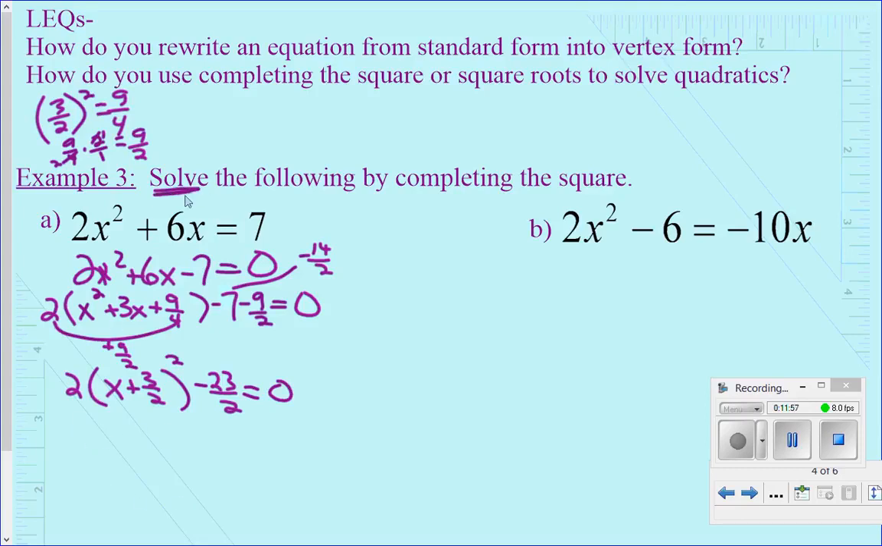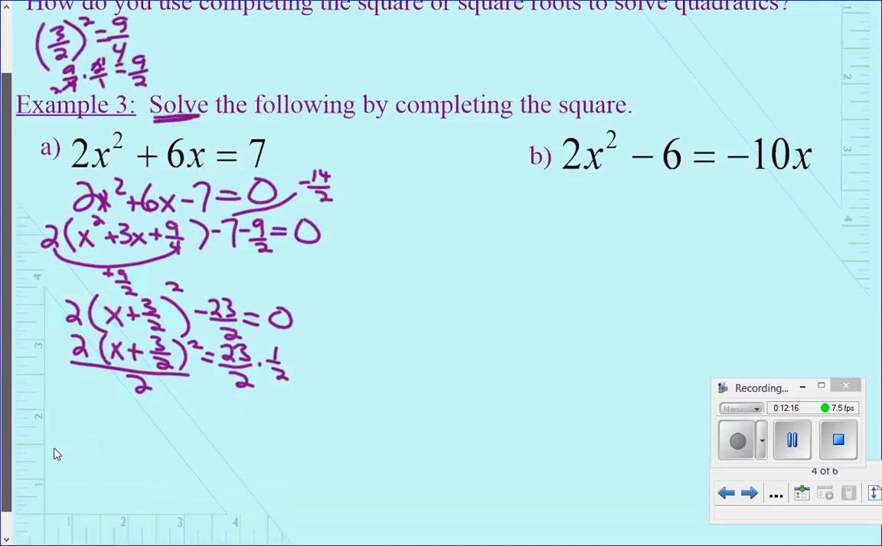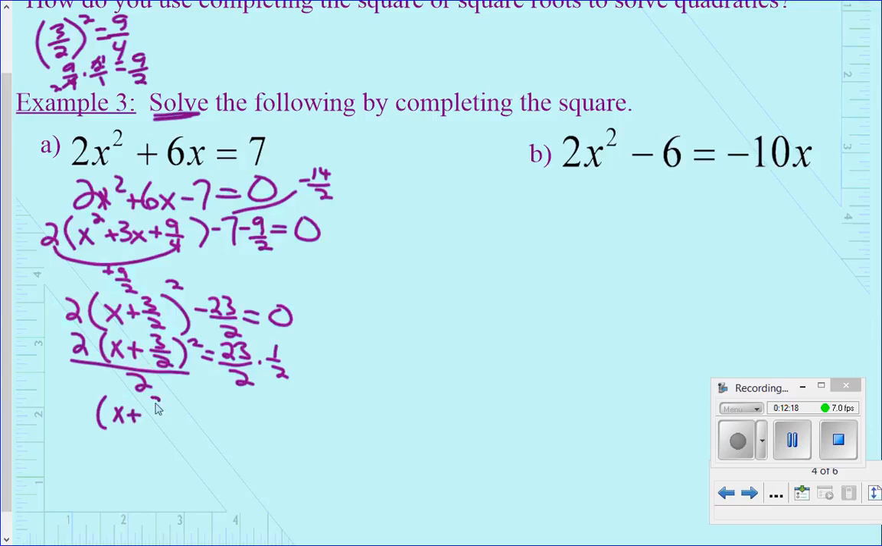But it's solve, so we're going to keep going. So I'm going to bring that 23/2 over to the other side by adding. I'm going to divide both sides by 2. So dividing a fraction by 2, remember, is multiplying by 1/2. So I have 23/2 times 1/2, which is 23/4. Now I have something squared equals a number, so I can use the square roots method.